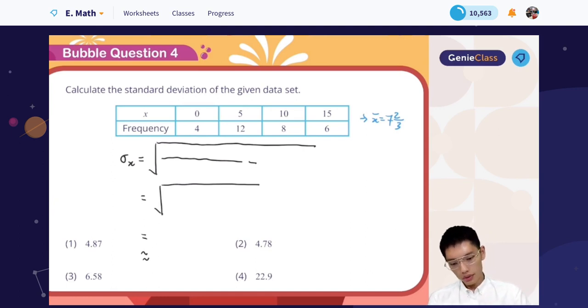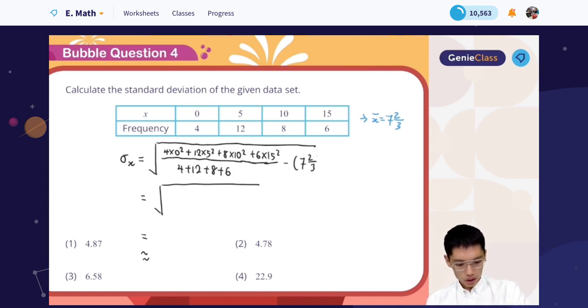First part, sum of the frequencies. Take note, we don't square the frequency, we square the x value. So it's going to be 4 times 0. Just for understanding, don't worry, you don't need to know how the working is. Plus 12 times 5 square, plus 8 times 10 square, plus 6 times 15 square. Okay, over, below we sum the bottom row: 4 plus 12 plus 8 plus 6, minus 7 2/3 squared.